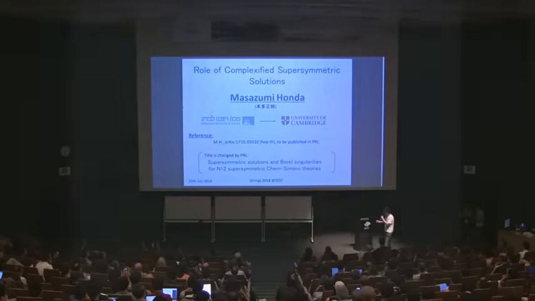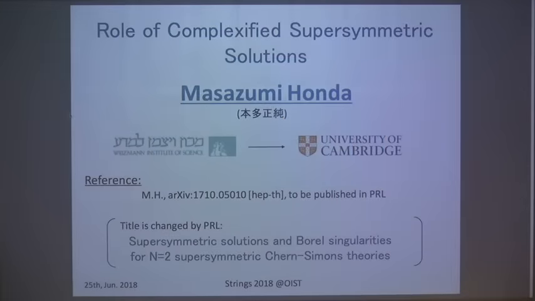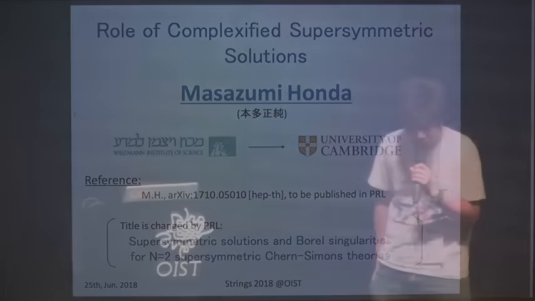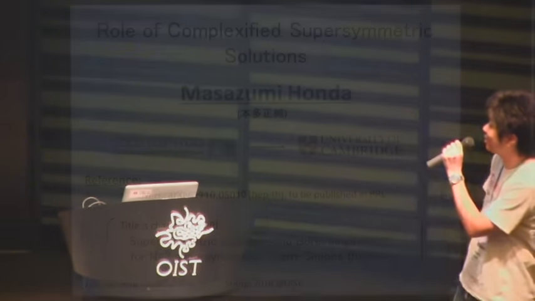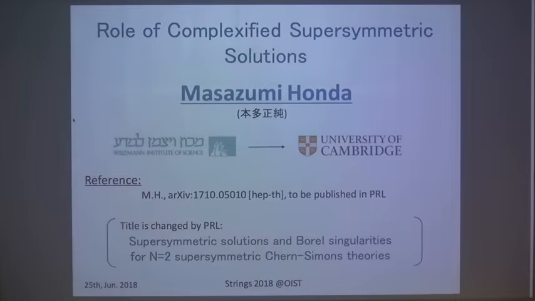I'm Masazumi from Weizmann Institute. I will talk about my paper from last year, which will be published in PRL. The original title of this paper was Role of Complexified Supersymmetric Solutions, but it was changed by PRL to Supersymmetric Solutions and Borel Singularities for N=2 supersymmetric Chern-Simons theories.